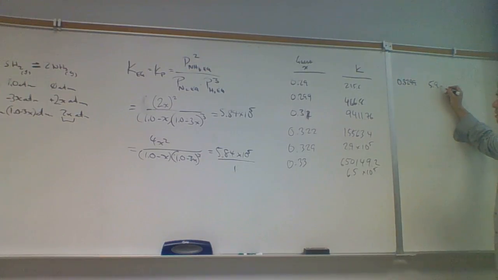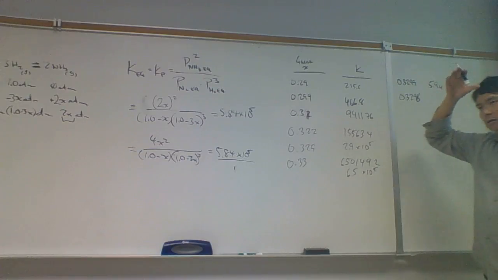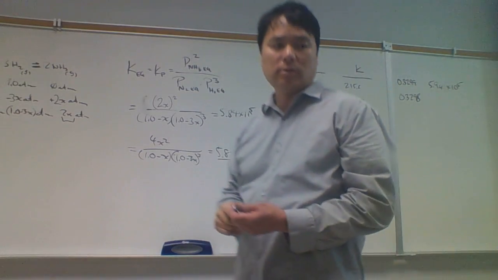Okay, give me one more digit. 5.94 times 10 to the 5th? Yeah. We want one more digit so we can narrow it down more precisely. And so this is a little bit too big. What I would try next would be something like 0.3298, and then narrow it down between these two, 0.3298 and 0.3299.